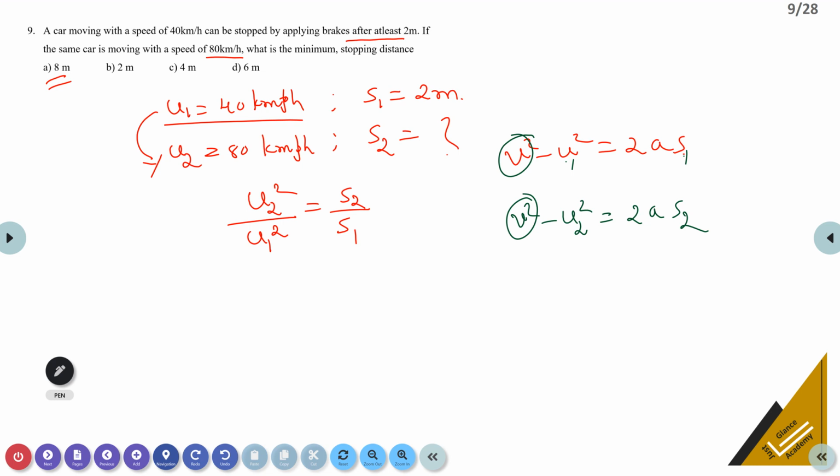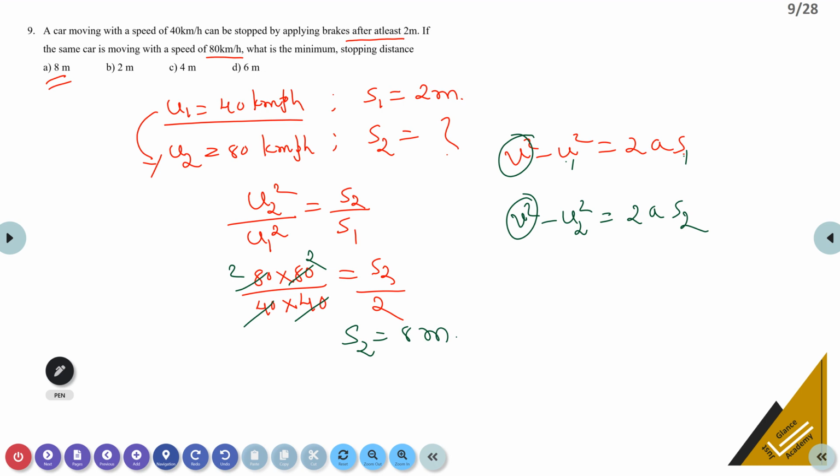Here, 80 divided by 40, squared, equal to s2 by s1. Multiplying it, s2 equals 8 meters.